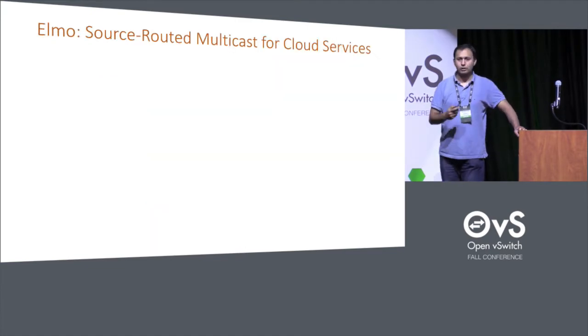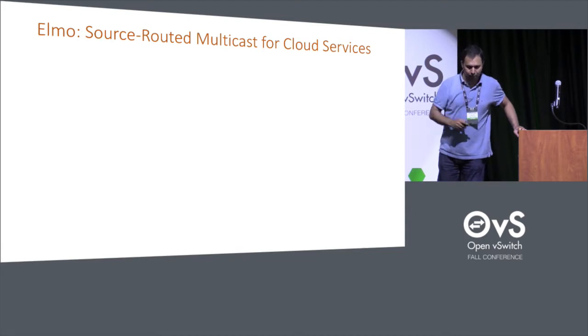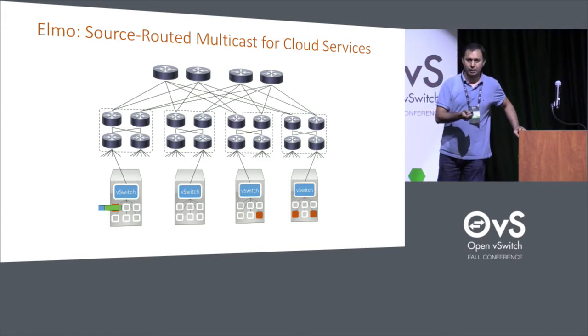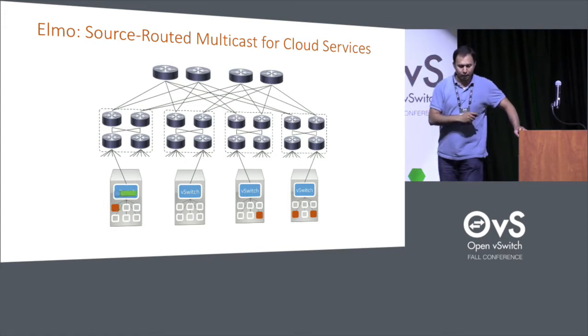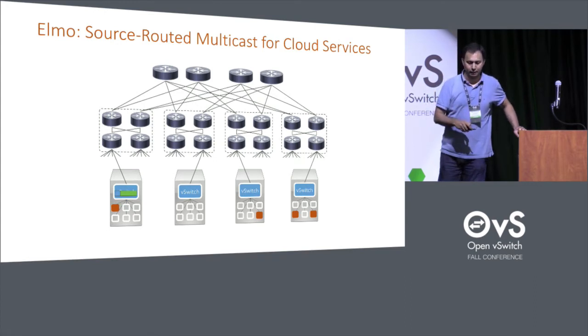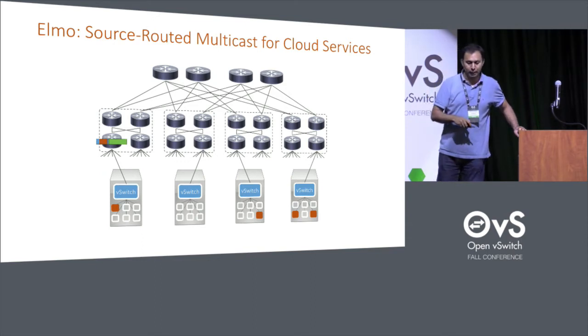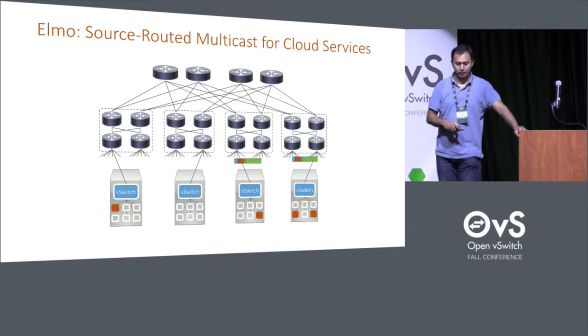So what is Elmo? Elmo is again a source-routed multicast implementation for supporting multicast in the public clouds. What happens in Elmo is a software switch sitting at the hypervisor host receives a packet, and then it encodes the multicast policy inside that packet. The packet is then sent out to the data center, and the intermediate switches, the network switches sitting in the data center, read this policy and then route packets to the receivers participating in that multicast tree.